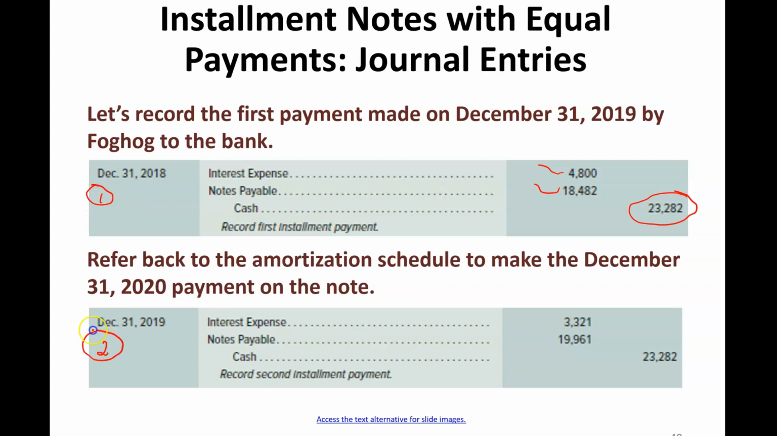Okay, then this was at the end of year one. Now at the end of year two, we make that same payment of $23,282. But our balance was like $41,000 something, I think. Take that amount that was in the table, multiply by 8%. And you get $3,321. The difference between the two gives you what amount is going towards the principal.